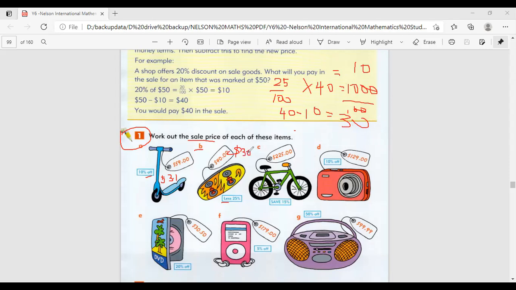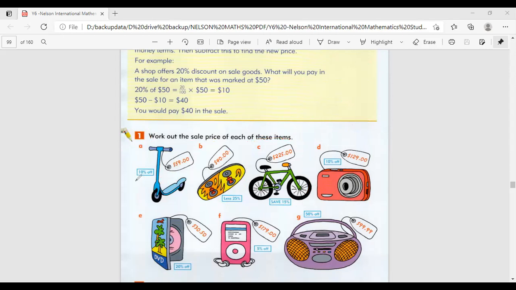So what I want you to do now, you're going to solve for letter C, D, E, F, G. Okay? So I hope you understand how to calculate percentage decrease. I'm just going to solve for letter C. So the answer here is $53.1. This is $30. So last one, and then you will do the rest.